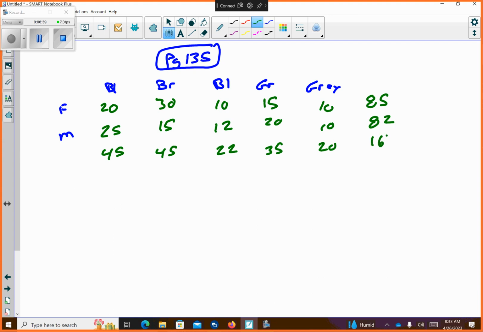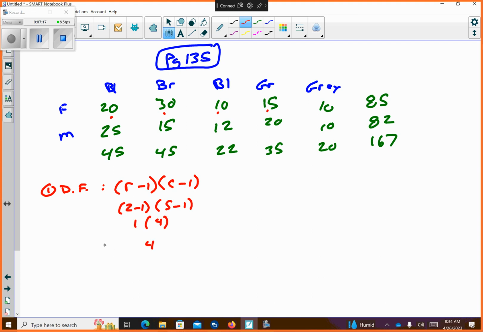All right. So this is on page 135. This is the eye color chart. So the first thing I want to do is find my degrees of freedom. So that's going to be row minus 1 times column minus 1. So row, I have 1, 2, 3, 4, I have 5. So I have 2 rows. And then 5 minus 1, so that's going to be 1 times 4, which my degrees of freedom would be 4 in this case.